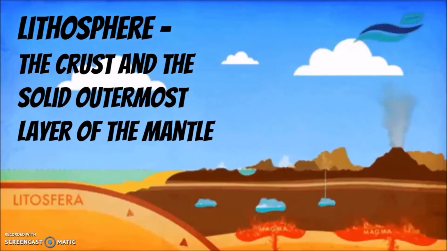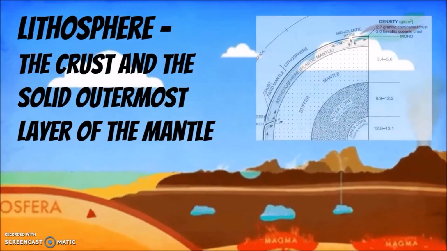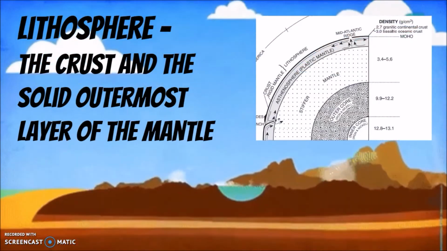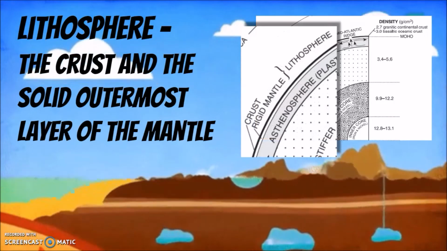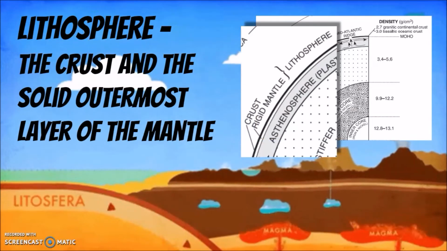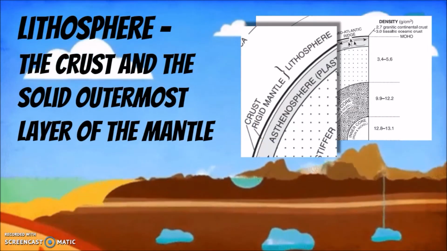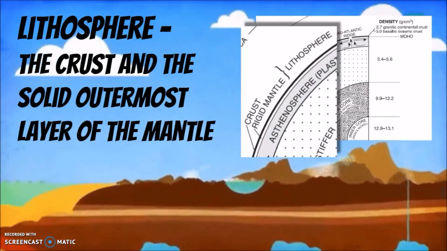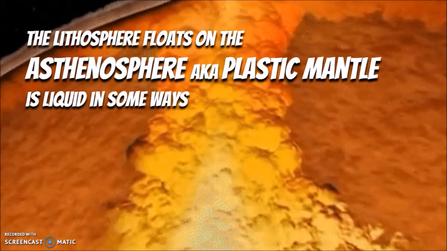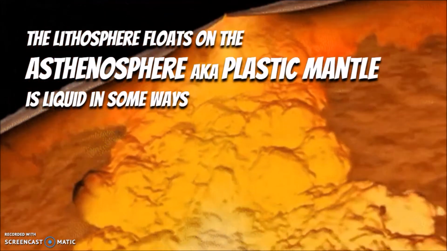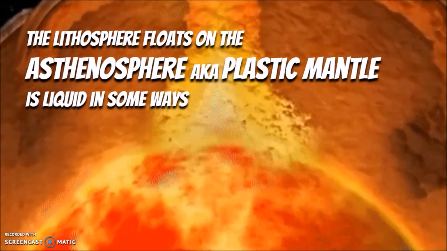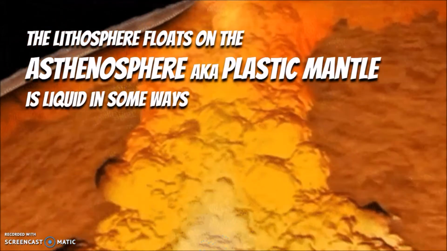The crust sits on the thickest layer called the mantle. The crust and the outermost layers of the mantle are solid, and together they are called the lithosphere. Most of the mantle is solid, but high temperature and pressure cause the top layer to be liquid in some ways, called plastic. The lithosphere floats on the asthenosphere, aka plastic mantle, which is responsible for the movement of our crust, but more on that later.